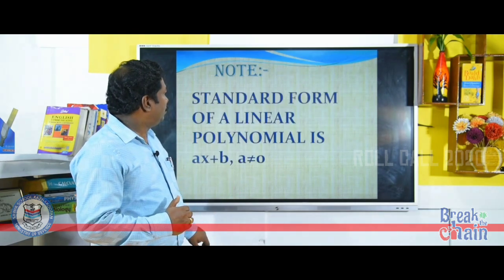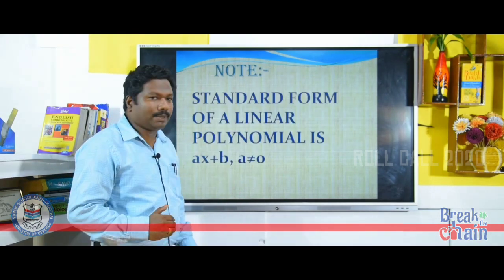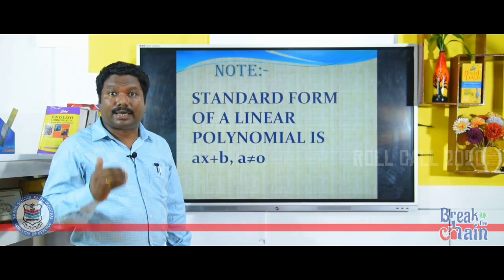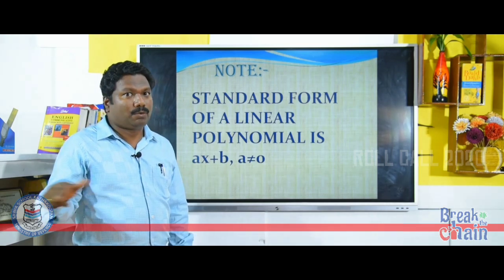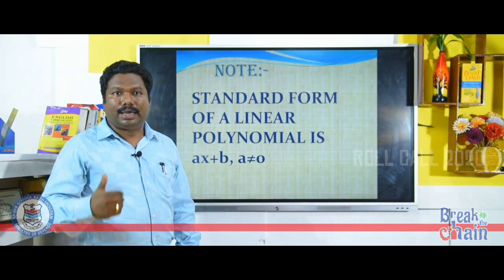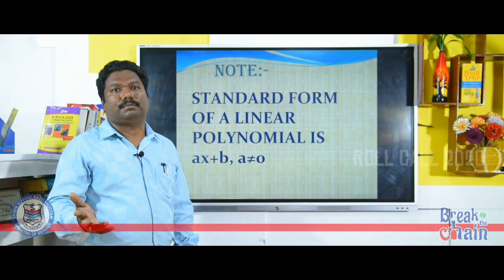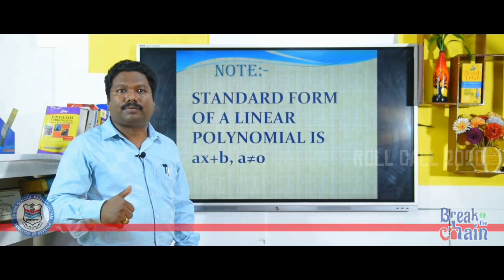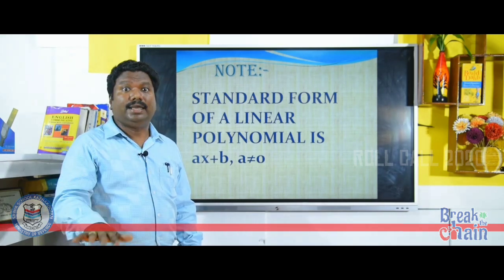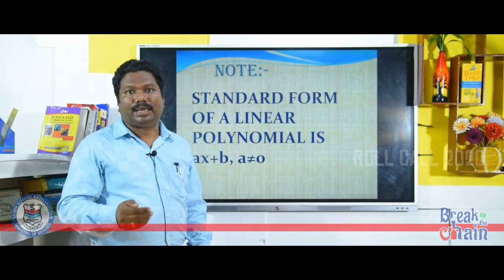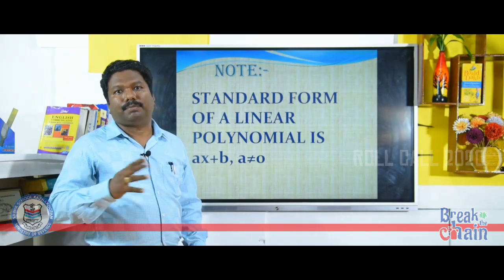Now, the standard form of a linear polynomial. The standard form of a linear polynomial is ax plus b, a not equal to 0. If a is equal to 0, the polynomial will not exist. Here a and b are real numbers, with a not equal to 0. That is what is called the standard form of a linear polynomial: a polynomial of the form ax plus b, a not equal to 0, and a and b are real numbers.